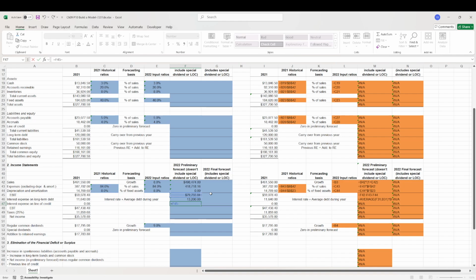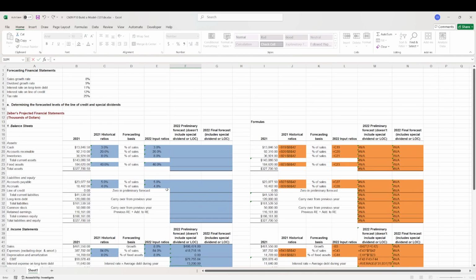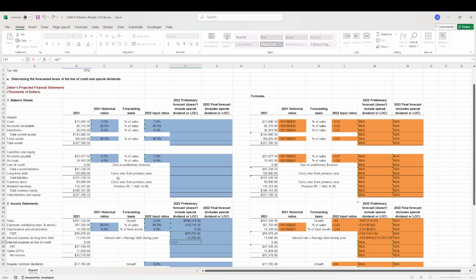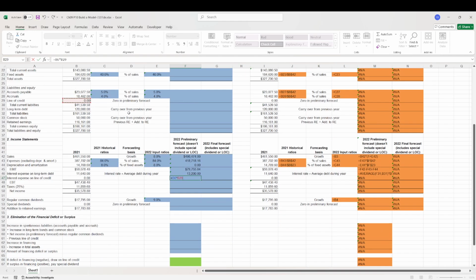So EBT is this minus this. Oh, sorry, this is the line of credit, right? Interest expense on the line of credit. So it's gonna be the interest rate on the line of credit, 12%, multiplied with the previous line of credit, last year's balance, right? I got 0, of course. I mean, I see some of you hard-coded 0. The number is correct, but it's better if you don't do it.